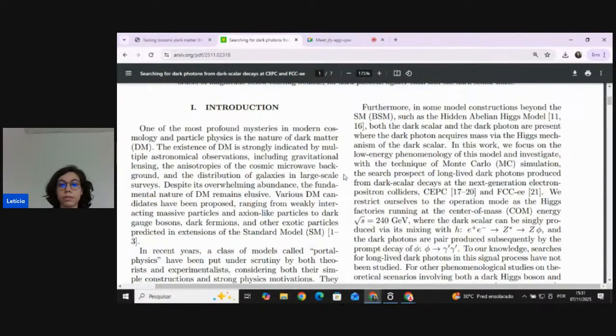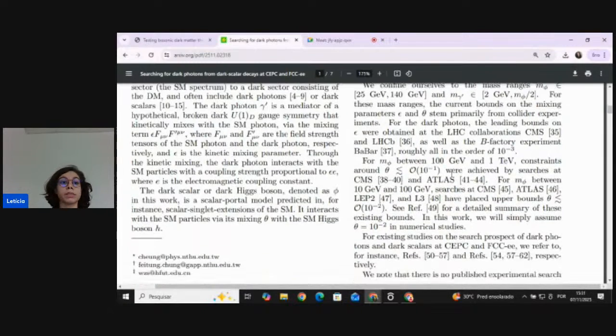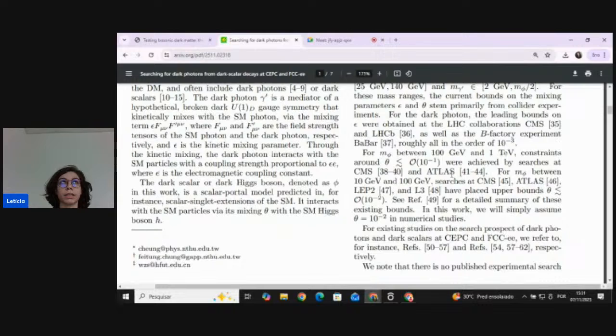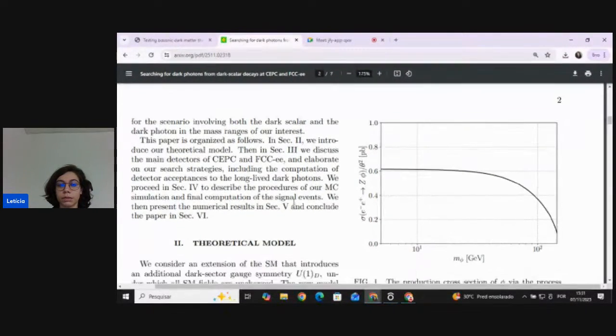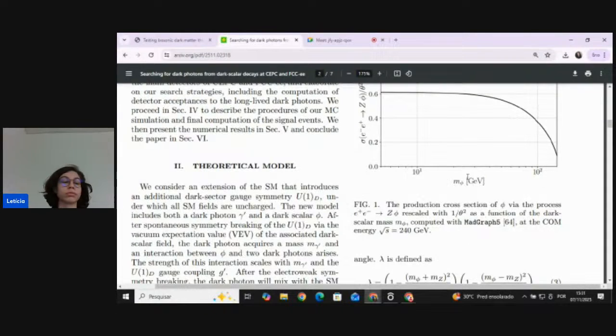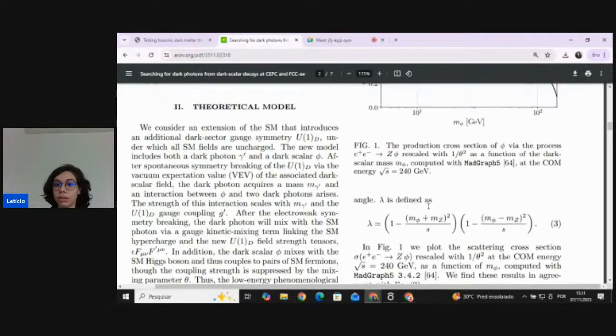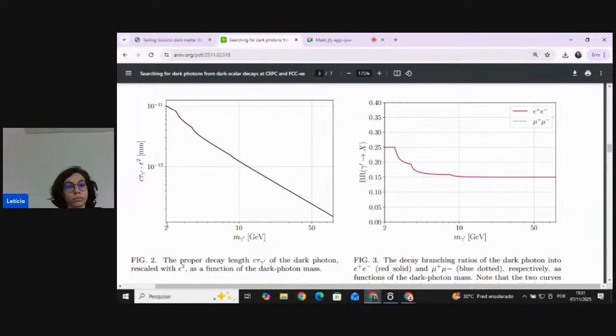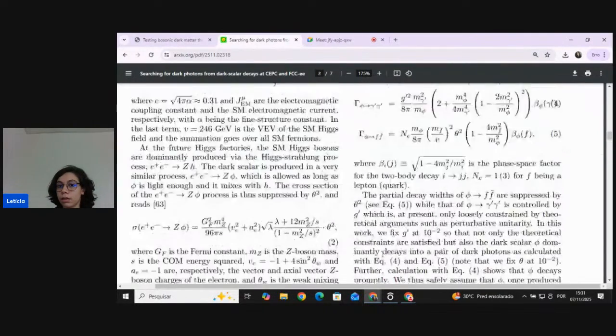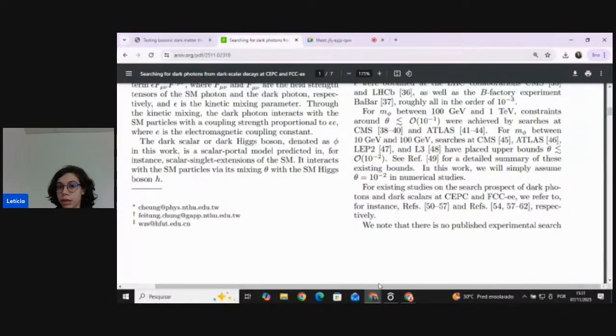So for it to be long-lived, first they put on the assumption that this mass needs to be small enough for it to be long-lived, but not so small, because they need to incorporate it in the range of the detectors. So they consider a range from 2 GeV for the dark photon up to half of the dark scalar. So let me put here the Feynman diagram.